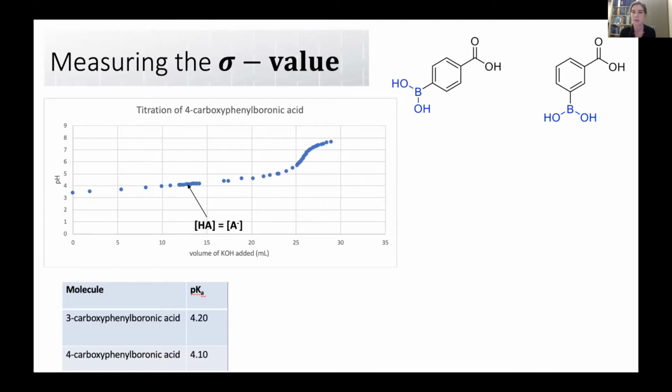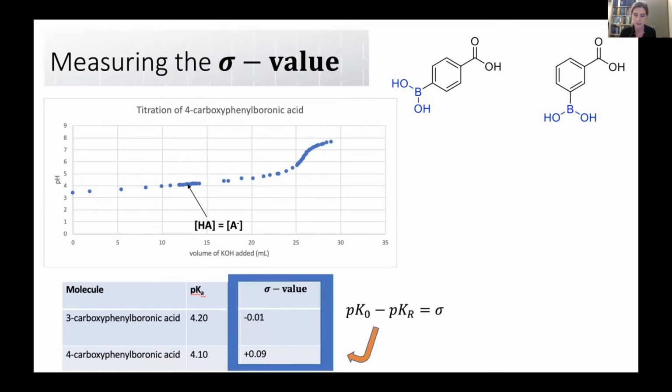Now that we know the pKa values, it's easy to calculate the sigma values. You use the equation that I talked about earlier, where you just take the pKa of benzoic acid, which is known to be 4.19, and you subtract the substituted pKa value. When I did this, I got negative 0.01 for the meta product and positive 0.09 for the para product.